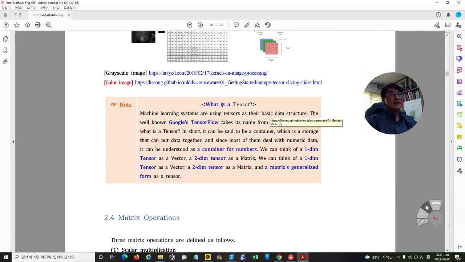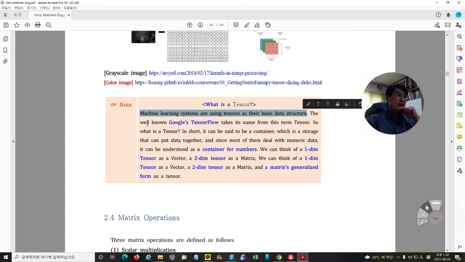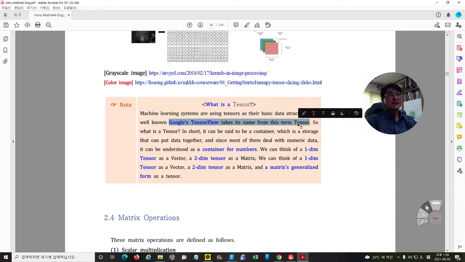You may want to know more about the tensor. Machine learning systems use tensors as their basic data structure. The well-known Google's TensorFlow takes its name from this term, tensor. In short, a tensor can be said to be a container, a storage that can put data together. And since most of them deal with number data, it can be understood as a container for numbers. So we can think of a one-dimensional tensor as a vector, a two-dimensional tensor as a matrix, and the tensor as the generalized form.